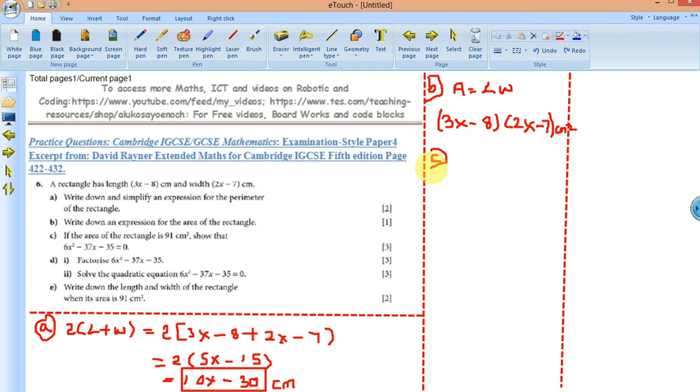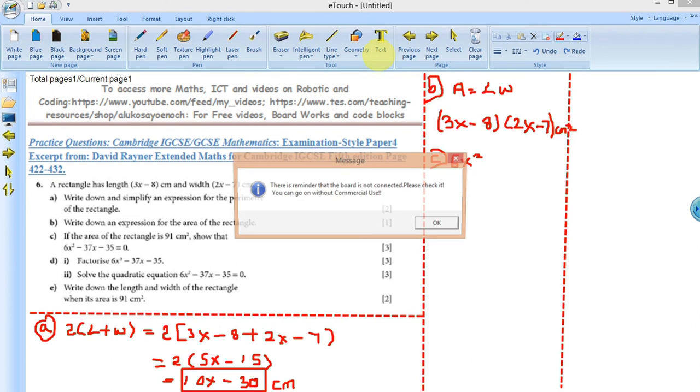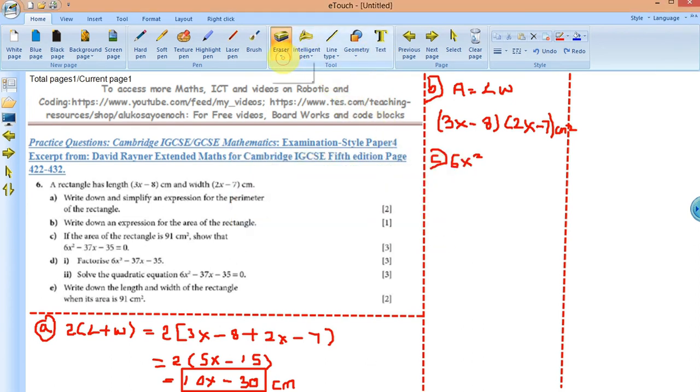Yeah, so if the area of the rectangle is 91 centimeter square, show that 6x squared minus 37x minus 35 equals 0. So now if the area equals that, this time around I need to expand this. So I'm going to use 3x to open up this one. So that will be 6x. Let me just remove this line, because that space will not be enough.